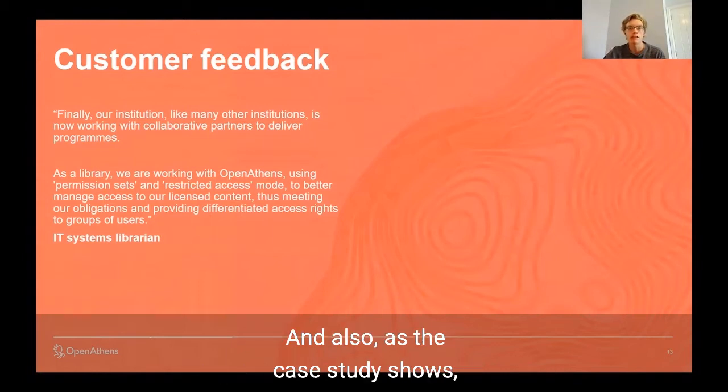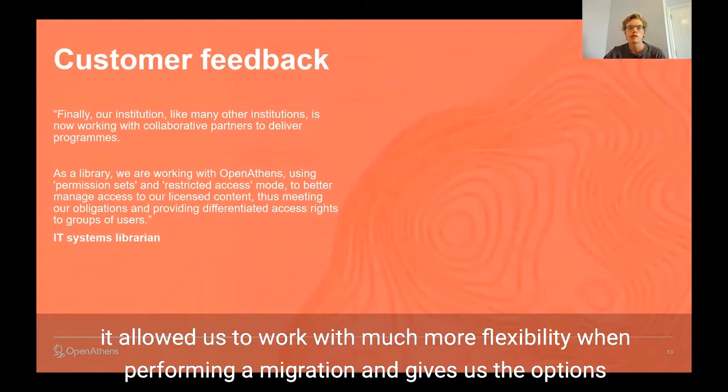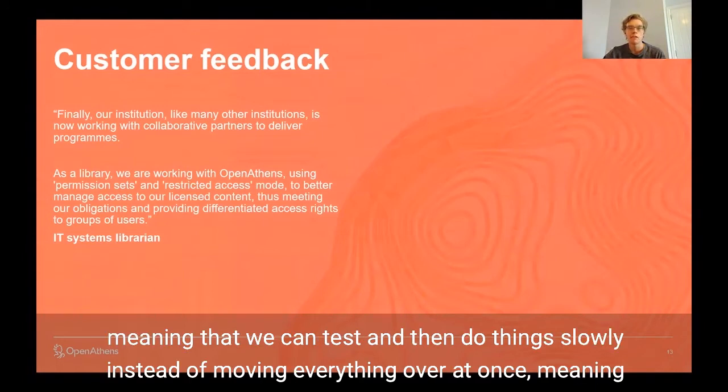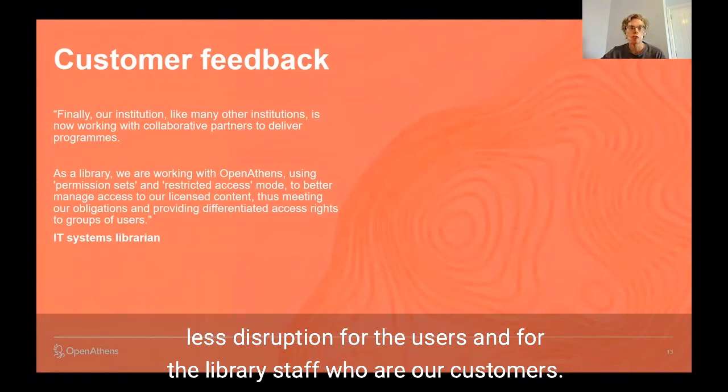And also, as the case study shows, it allowed us to work with much more flexibility when performing a migration, and gives us the option of doing pieces of migration in a phased approach, meaning that we can test and then do things slowly instead of moving everything over at once, meaning less disruption for the users and also the library staff who are our customers.